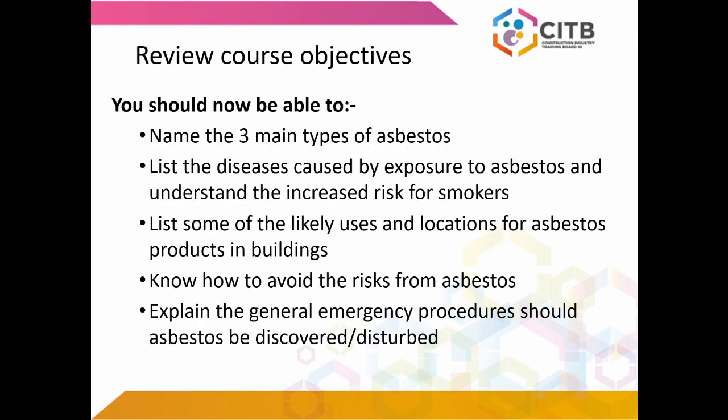You should now be able to name the three main types of asbestos, list the diseases caused by exposure to asbestos and understand the increased risk for smokers, list some of the likely uses and locations for asbestos products in buildings, know how to avoid the risks from asbestos, and explain the general emergency procedures should asbestos be discovered or disturbed.